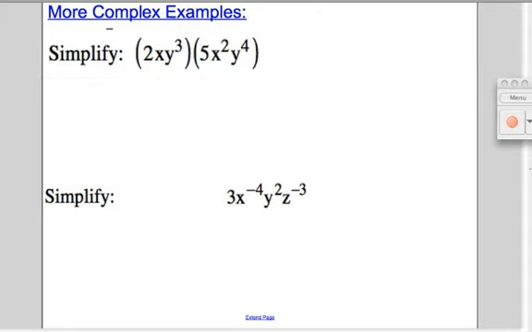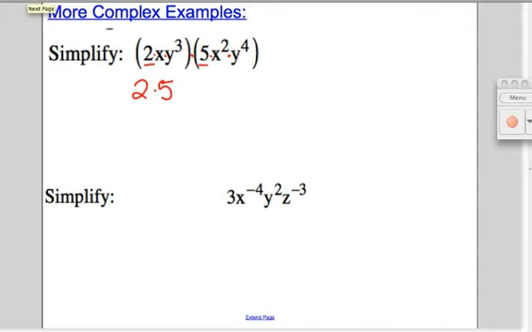So let's give these more complex examples a shot. 2xy to the 3rd times 5x squared y to the 4th. Holy cow, we got lots of stuff going on. Well, the first thing that I'm going to use is the rule that you can multiply in any order. This is all just multiplication, and I'm going to rearrange things. I'm going to put the numbers in front.